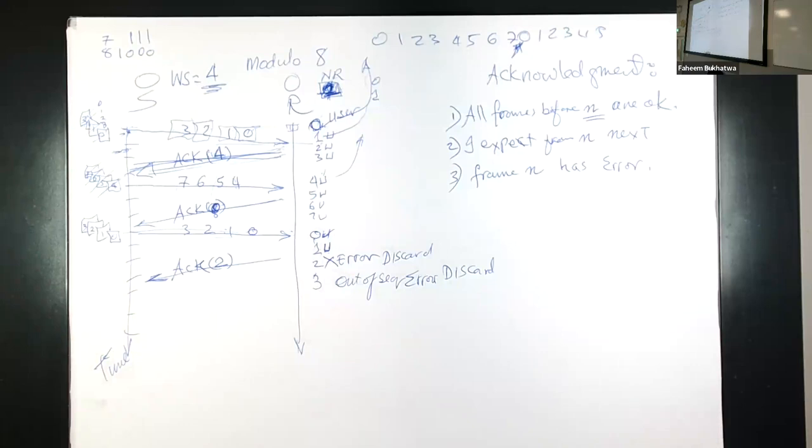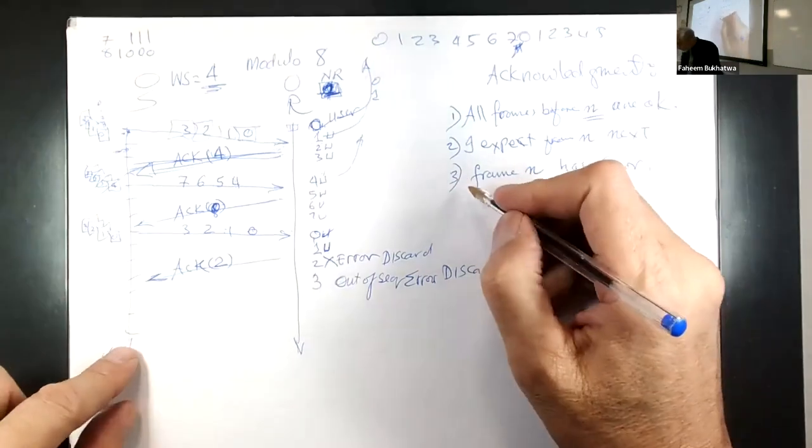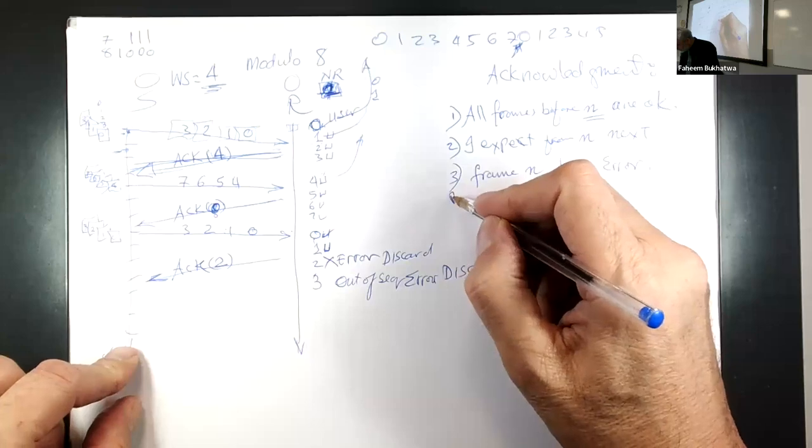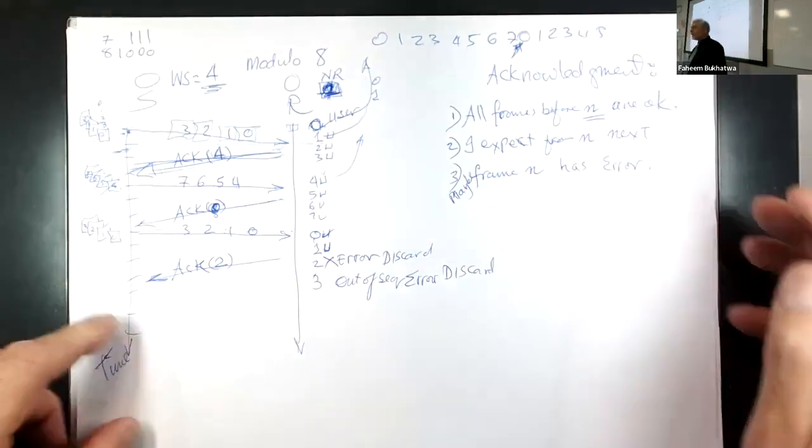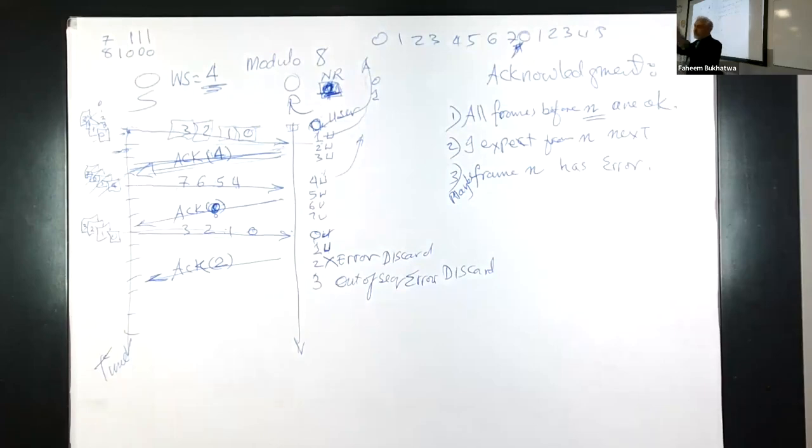What else? I'm expecting number 2 from you. And what else? Maybe frame number 2 that you sent me before had an error. That's what an acknowledgement always means. Maybe we should put maybe here. Possibly. If you sent me this frame, maybe it has an error. If you didn't send it, it's okay. That means that's the one I'm waiting for.